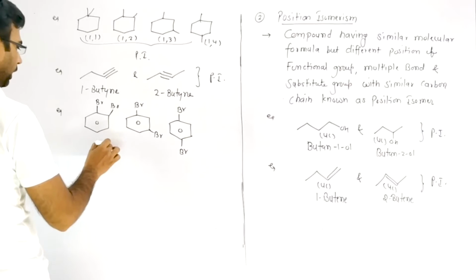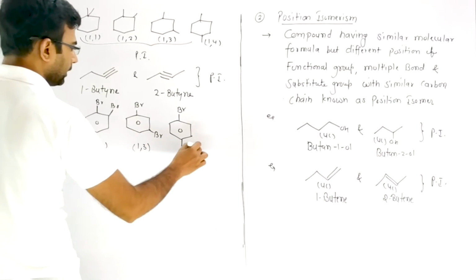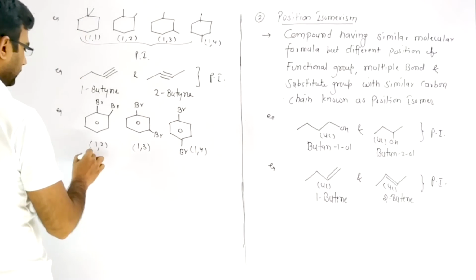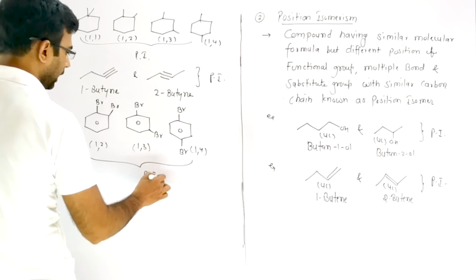Similarly, 1,2-, 1,3-, and 1,4-dibromobenzene are also position isomers of one another.